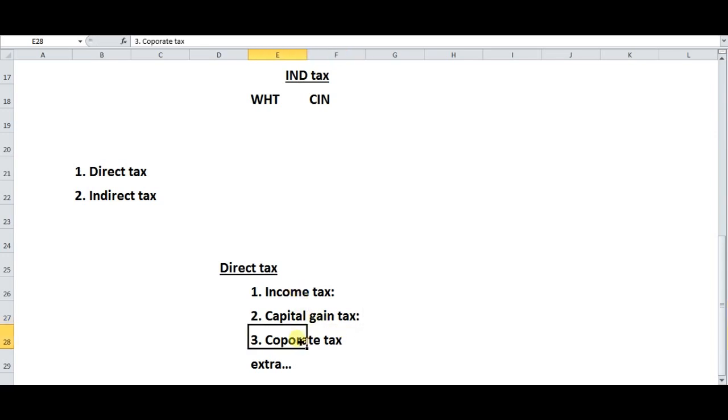Corporate tax. Corporate taxes are annual taxes payable on the income of corporates operating in India. Corporate taxes are broadly classified into domestic companies and foreign companies.